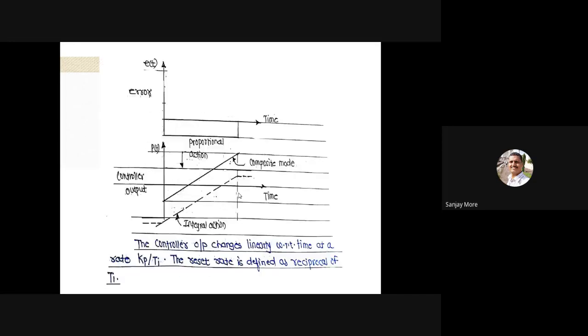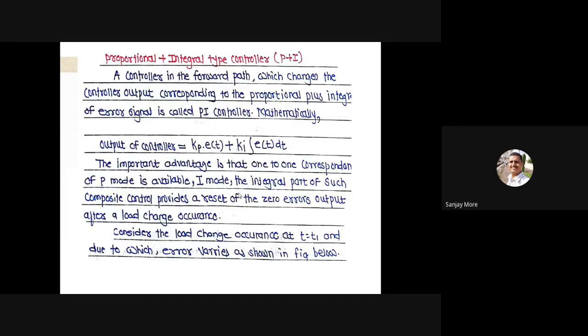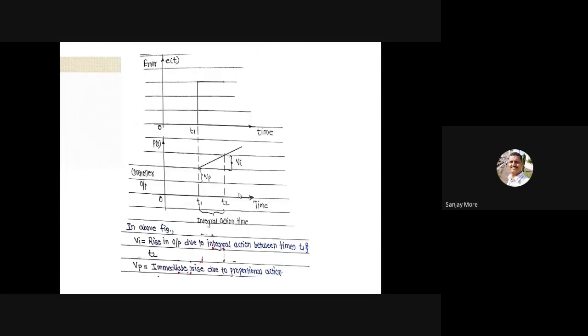So I think this part is remaining. Under the heading proportional plus integral type controller, in brackets PI controller, write it down, draw these two graphs, and write down these two sentences, Vi and Vp.